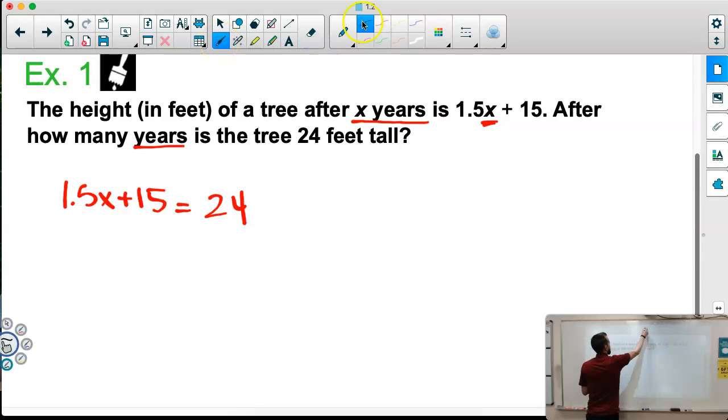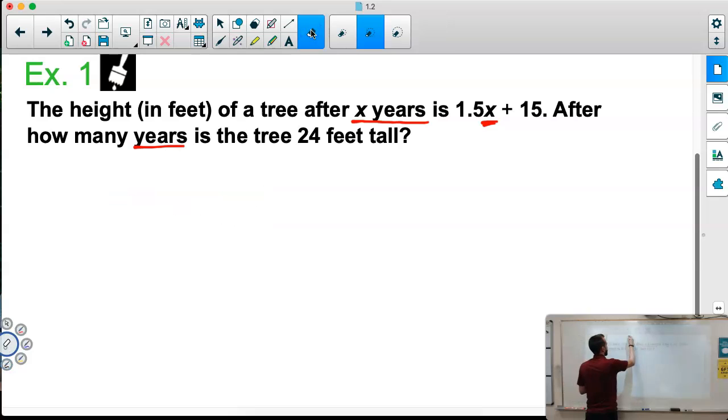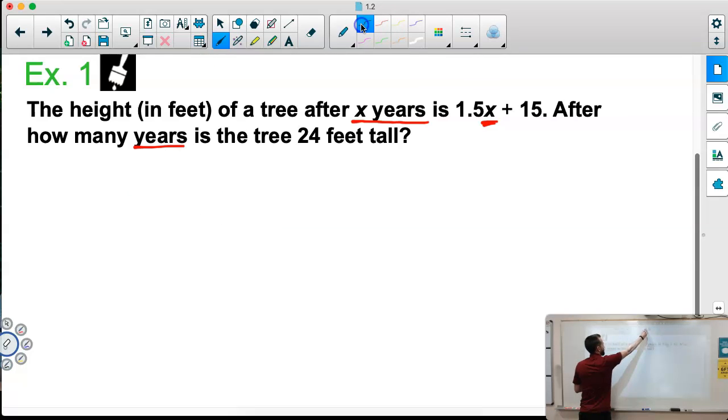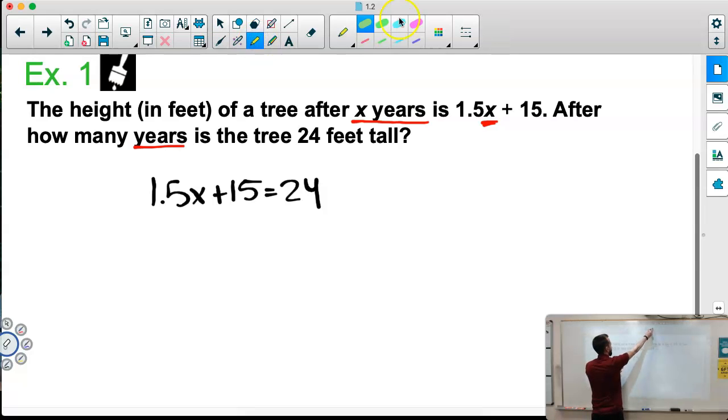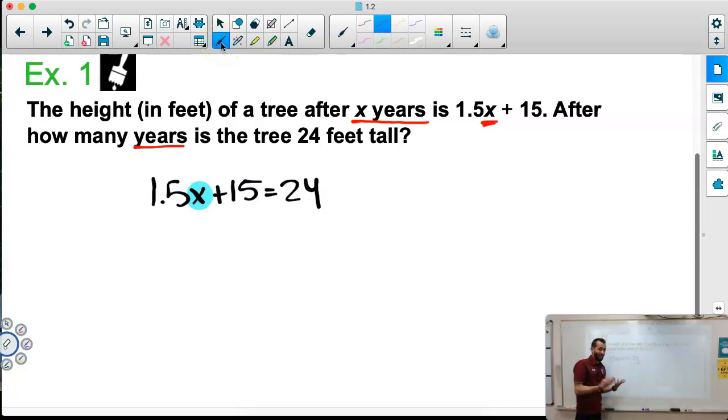And actually, let me do this really quick. Let me erase that. Let me write that in black for us, and we can kind of write over this in red. So yeah, 1.5x plus 15 equals 24. If the tree grows at this rate, how long will it take to get 24? Well, what we're going to do is inverse operations. Now, PEMDAS, if you think of PEMDAS, we normally would do multiplication, division before addition, subtraction. But because we're trying to solve for a variable, in this case, our variable is right here. Okay, we're going to do the inverse operation, so we're going to kind of do things backwards.